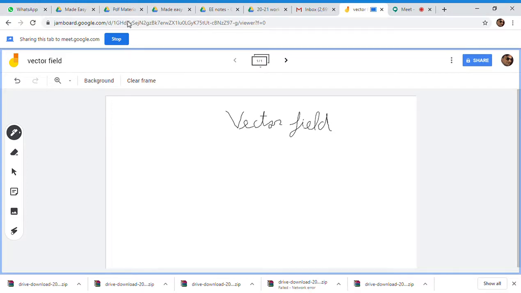Okay, so we are going to learn vector fields today. So what are vector fields? Any field that could be defined by some vectors may be called vector fields. All the fields you will study in electromagnetic field theory will be vectors. So let us do some exercise understanding these vector fields.